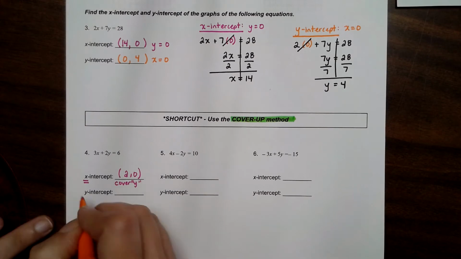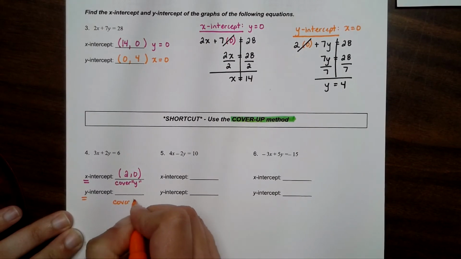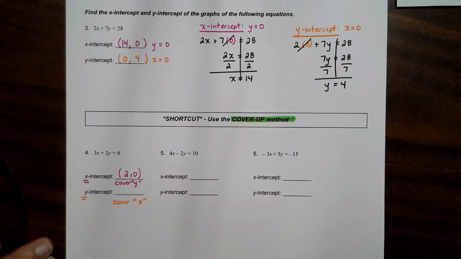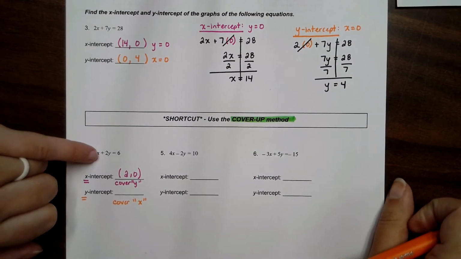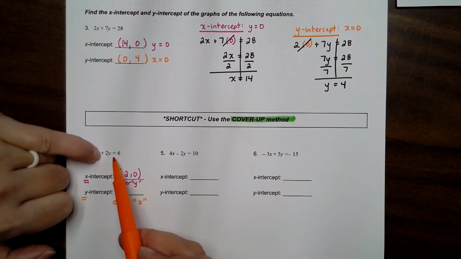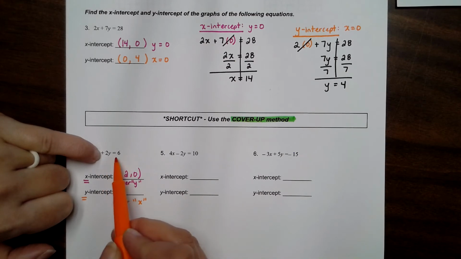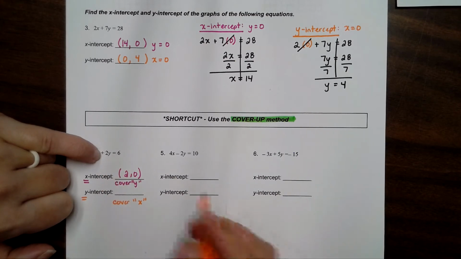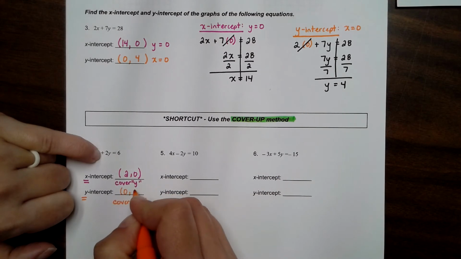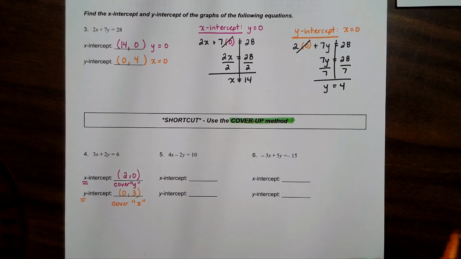Now, to find the y-intercept, we would cover the x. So with my pinky, I would cover the 3x. I see 2y equals 6. In order to solve this, I would divide by 2 to undo the multiplication. And 6 divided by 2 makes 3. So in my ordered pair, the y would be 3.